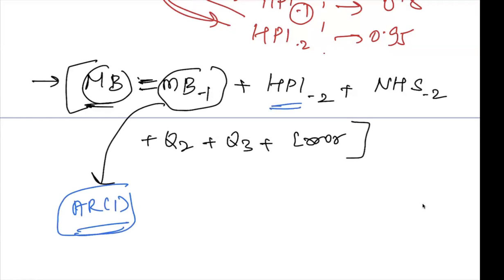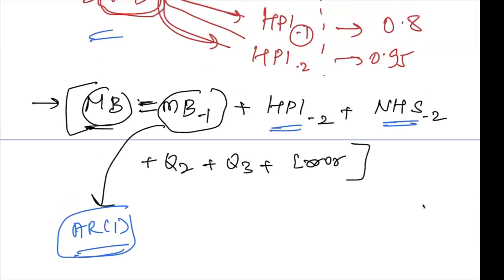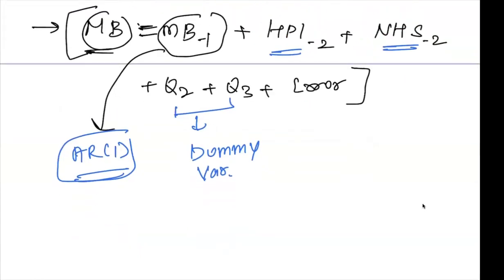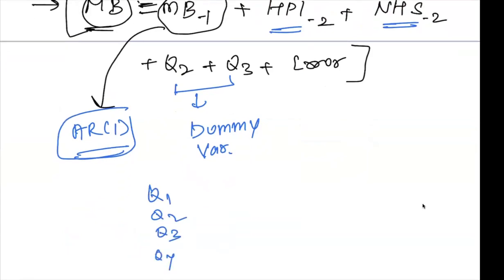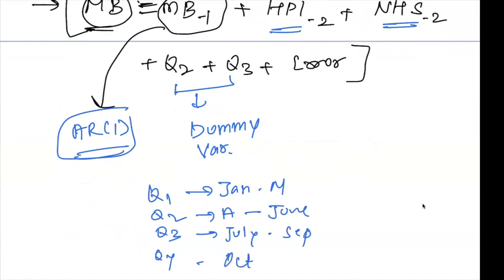Now these are economic parameters which we find out using this exercise. These are the economic parameters which are important. Quarter 2, quarter 3, what are they? They are dummy variables. So if you see, quarter 1, quarter 2, quarter 3, quarter 4: January to March, April to June, July to September, October to December. These are the specific quarters.